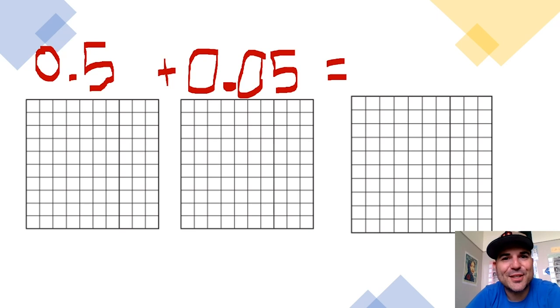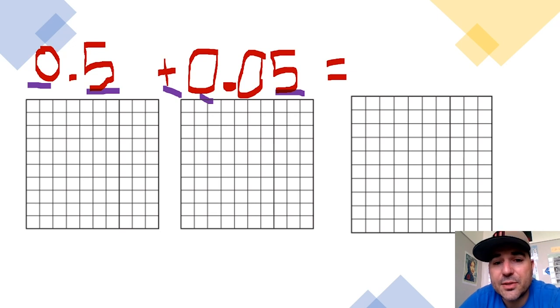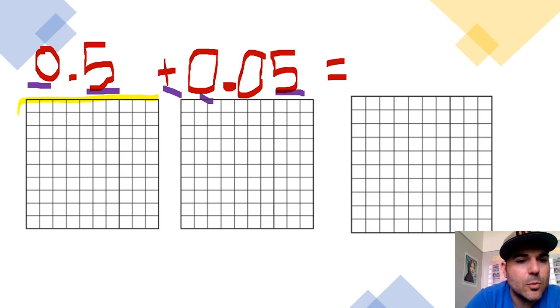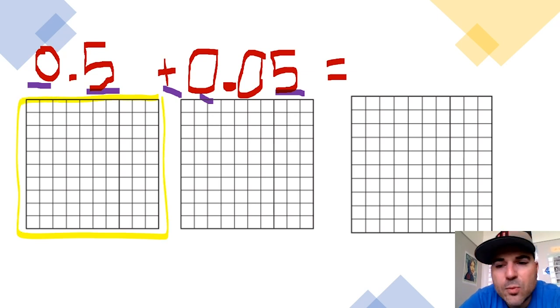Okay, mathematicians, let's try another. So in our next problem, it's asking us to combine or add the two values 0 and 5 tenths plus 0 and 5 hundredths. Notice our 5s are in different places. One is in the tenths, one is in the hundredths. I notice that we have our decimal grids, and one whole decimal grid, or square, has 100 boxes inside of it of equal size.